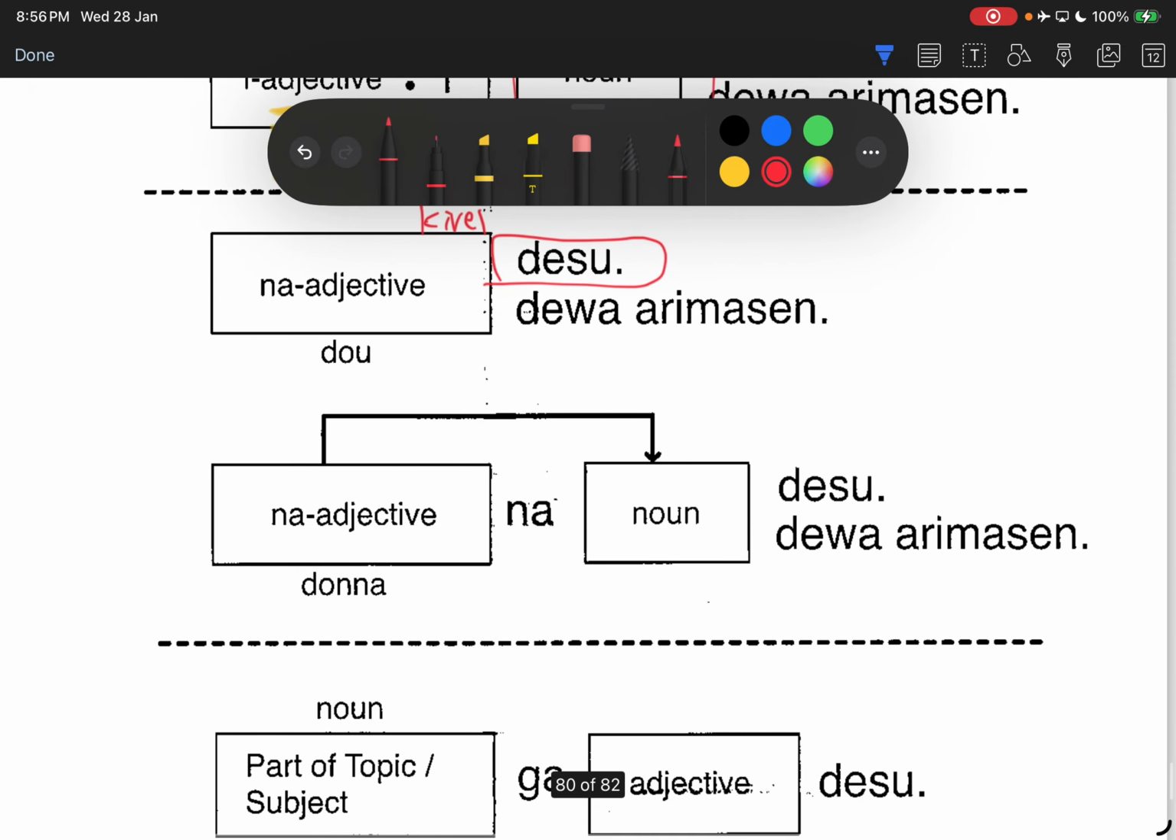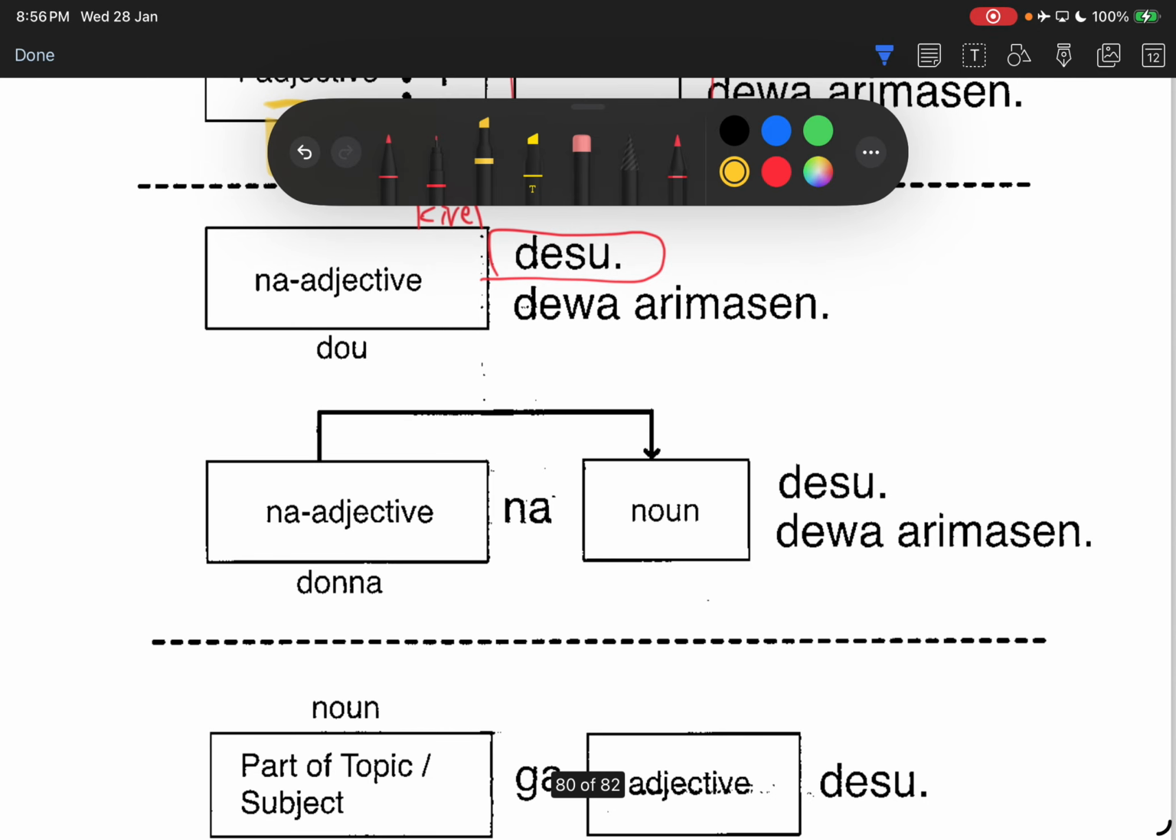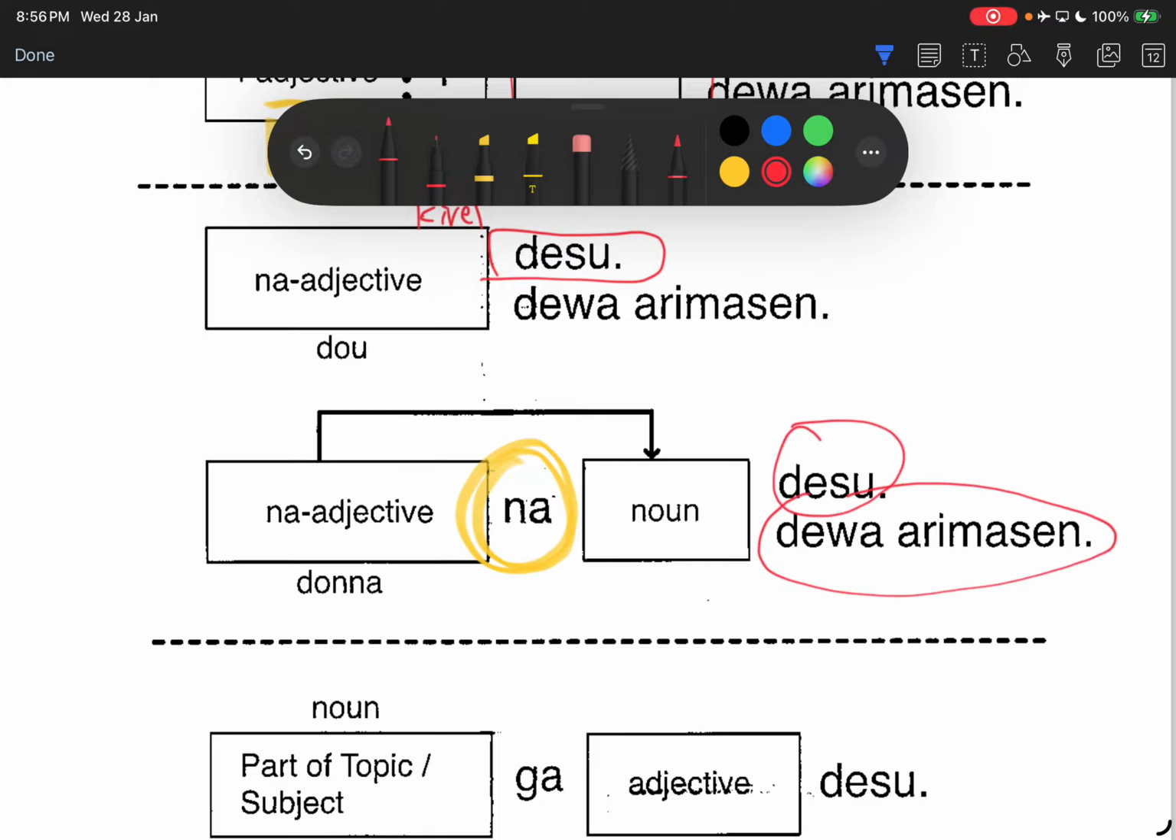Okay, then now we put it in front of the noun. When we put it in front of the noun, we need to have this na particle. Because it's a na adjective, we need to put a na when we put it in front of the noun. For example, kirei na Singapore. Beautiful and clean Singapore. Kirei na Singapore. Desu and dewa arimasen. This is for the noun, to say whether the noun is like that or not.